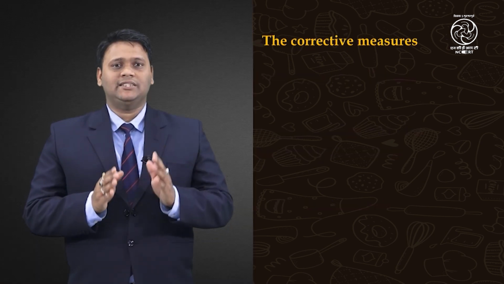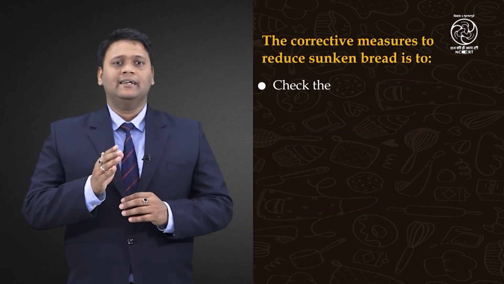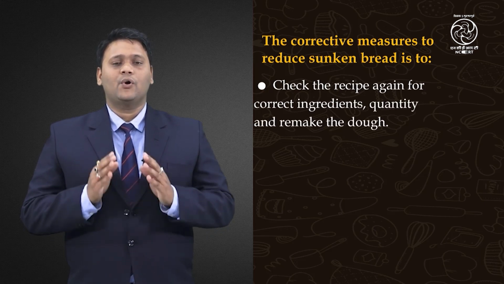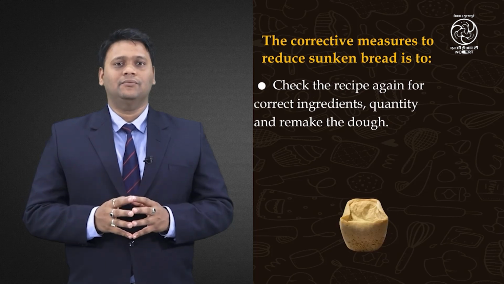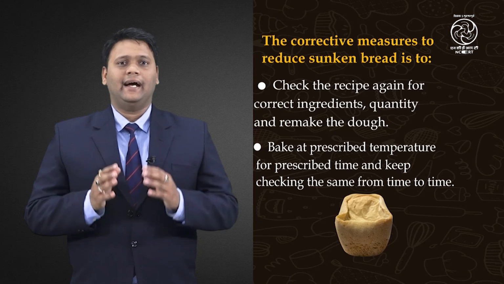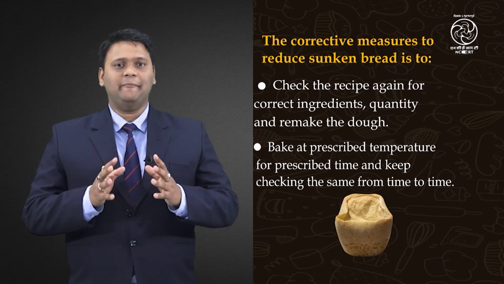The corrective measures to reduce sunken bread is to check the recipe again for correct ingredient, quantity and remake the dough. Bake at prescribed temperature for prescribed time and keep checking the same from time to time.